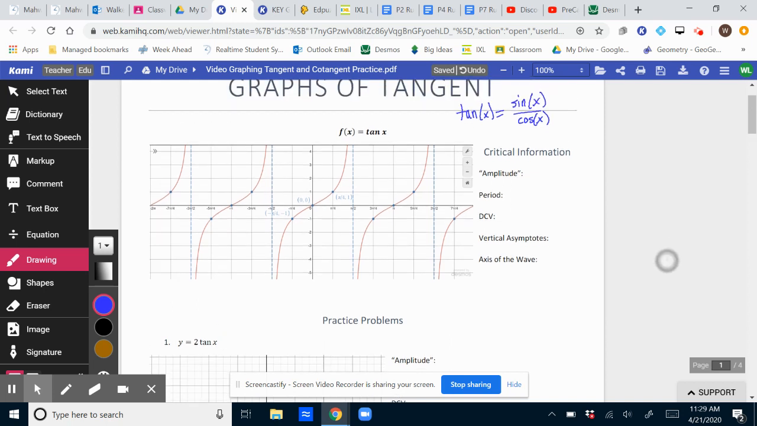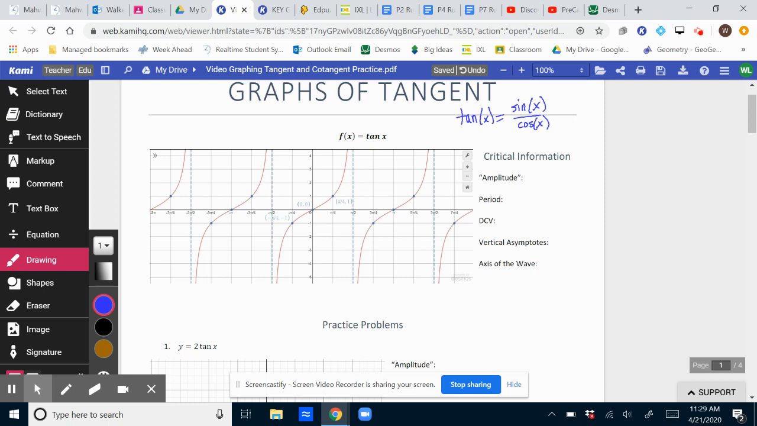So first, where does all the critical information come from? Mrs. Zimmerman touched on this a bit in her video. Amplitude is in quotes there. That's because technically amplitude does not apply to tangent. The definition of amplitude is half the distance between the max and the minimum, or the distance from the midline to the max or the midline to the minimum. There is no max and there is no min. As you see, tangent graphs go up forever, they go down forever. So technically there is no amplitude.